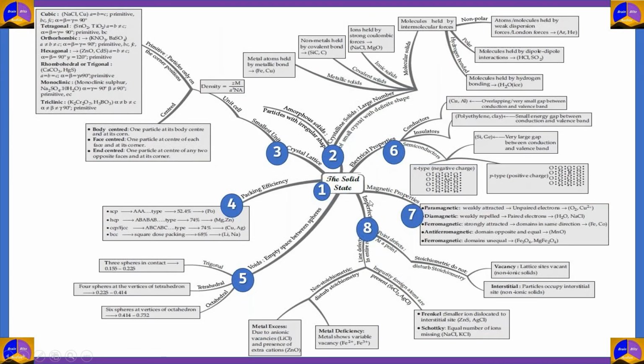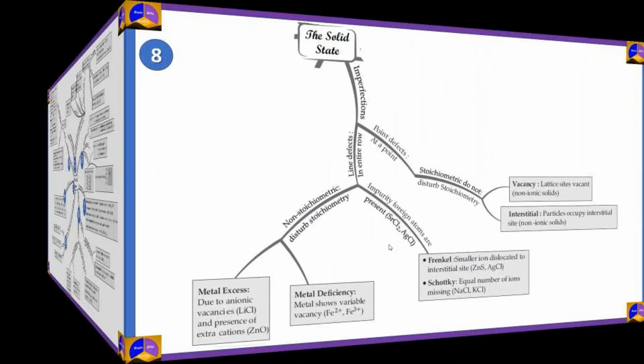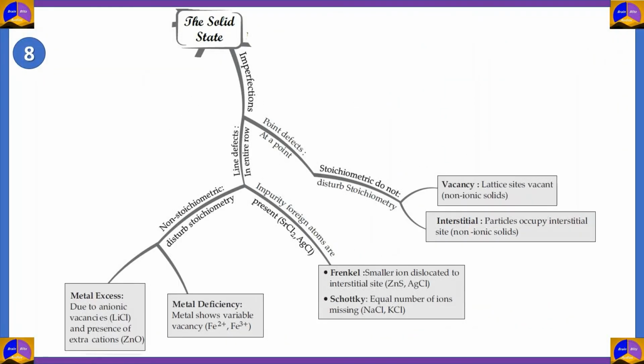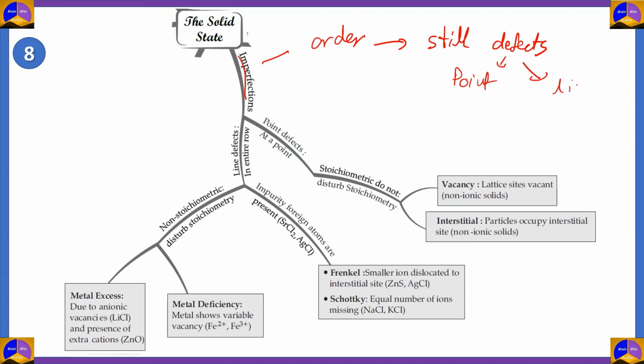Finally, we move on to imperfections in solids. All solids, especially crystalline solids, have an order or pattern for arranging their particles. However, even with this order, there are still defects found in solids. These defects are known as imperfections, and they come in two types. The first type is point defect, and the other type is line defect.